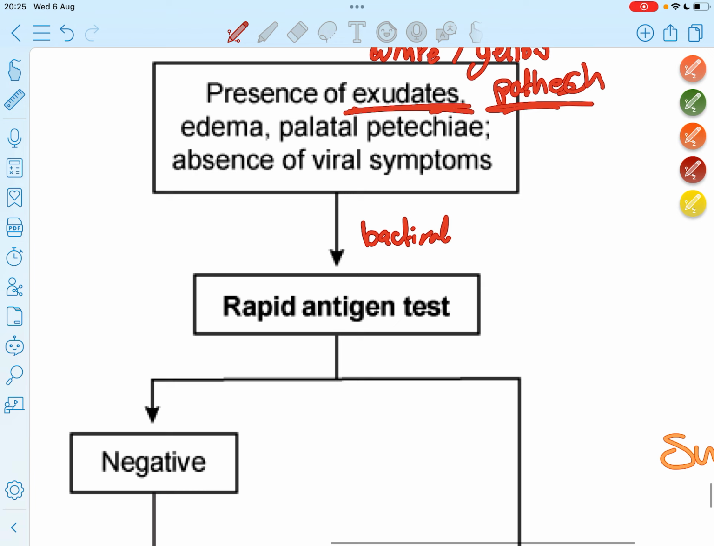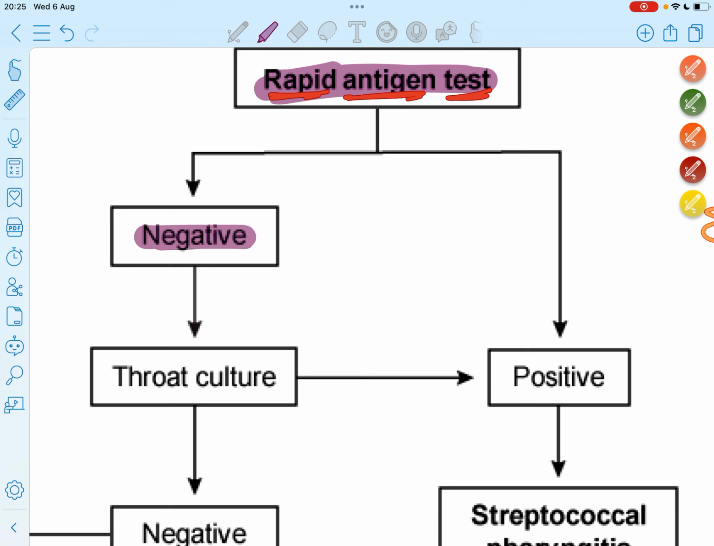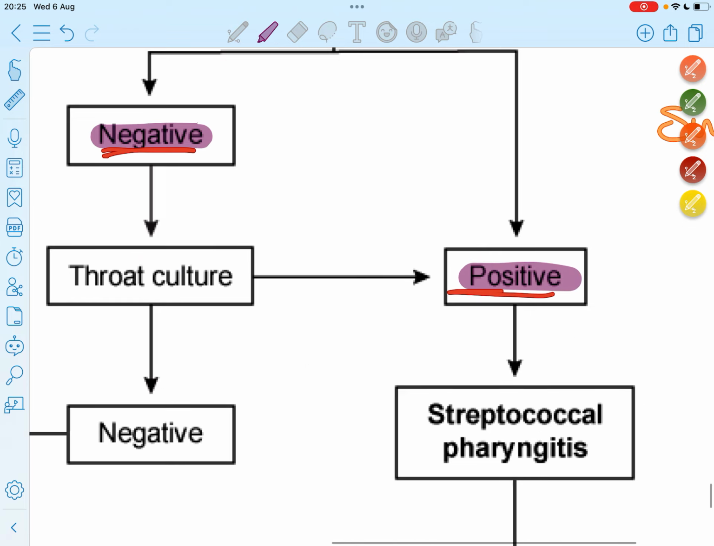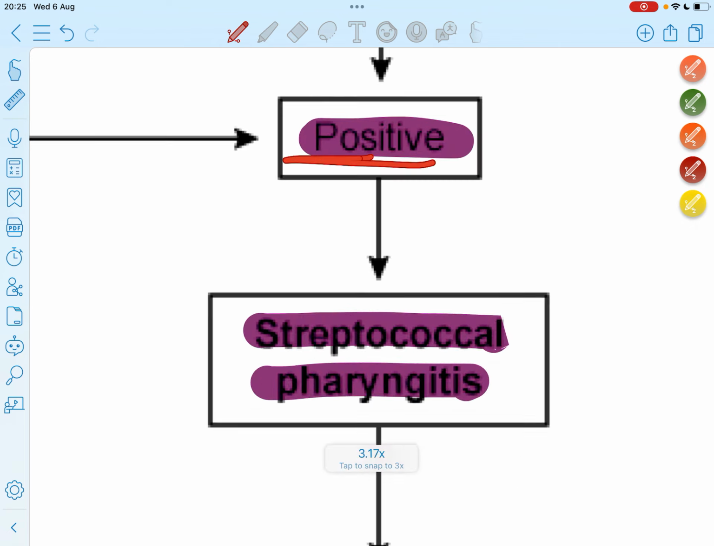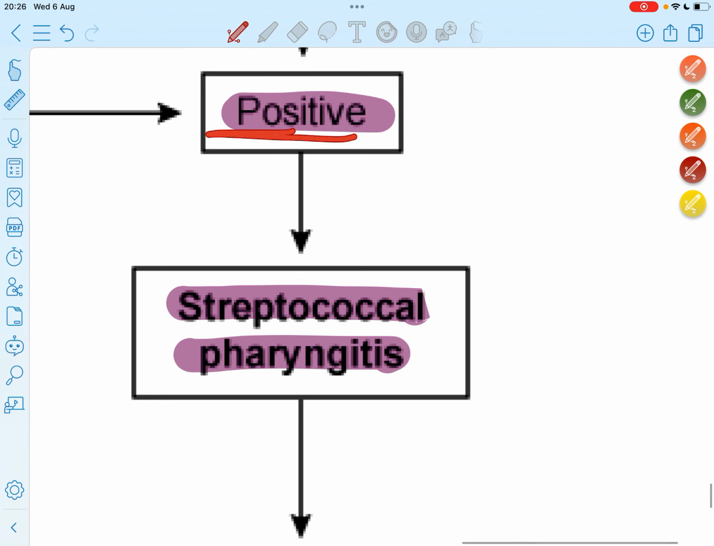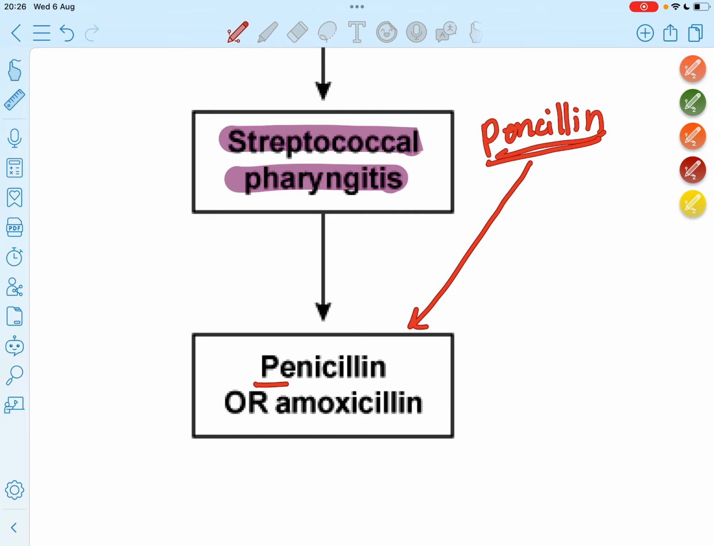So you do this test. It's called the rapid antigen test, to confirm your suspicion. The rapid antigen test will give you two results, negative or positive. If it's positive, then it's bacterial and it's a streptococcal pharyngitis. How do we treat the bacterial? We treat it by giving him penicillin. So the treatment of choice is penicillin.